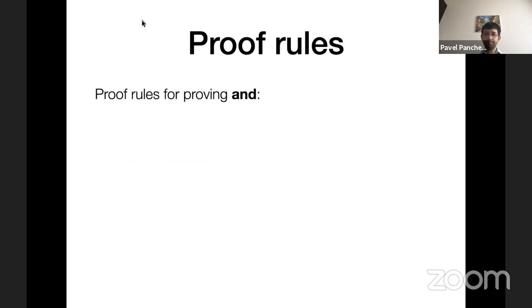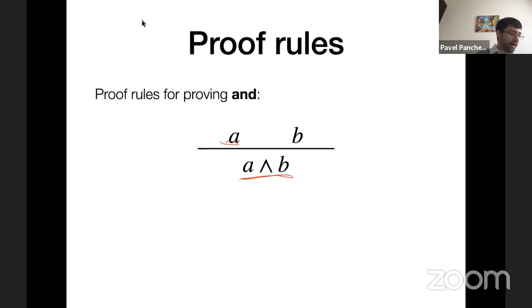So how do you prove that A and B is true? Well, if you want to prove that A and B is true, it seems like it would be sufficient to prove that A is true and then also prove that B is true. And so when we have multiple things to do, we put both of them above the line. So what this proof rule is saying is, if you want to prove that A and B is true, then all you need to prove is that A is true, and then separately prove that B is true.